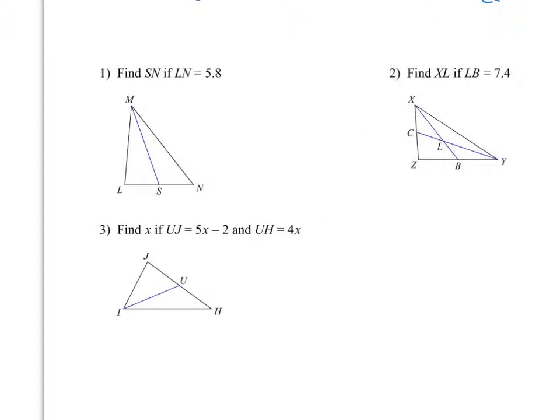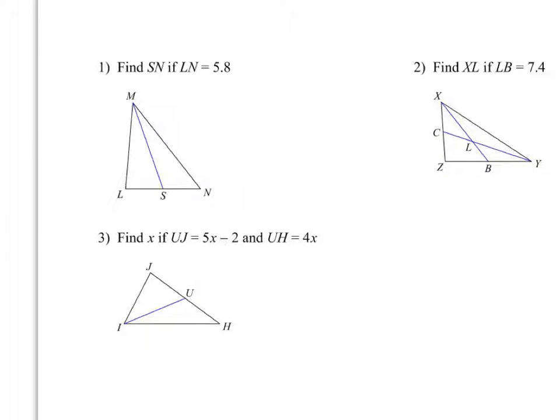Okay, let's look at the next 3 problems. On number 1, we're trying to find SN if LN is 5.8. Okay, so LN is this whole thing. And then that means SN, since this is a median, it's going to split this into 2 equal pieces. So all we have to do is take the 5.8 and divide it by 2, and we will get, let's see, 2 goes into 5 twice, we get 1 left over, so 2.9. So SN is equal to 2.9.